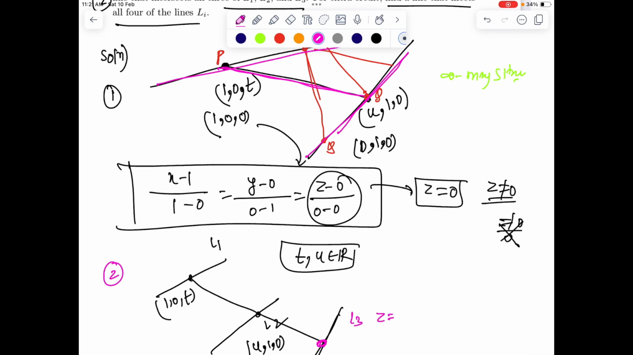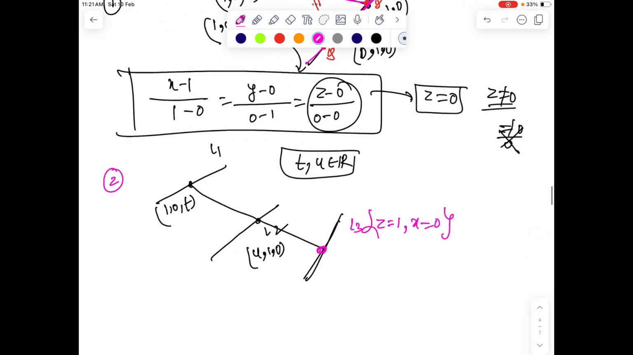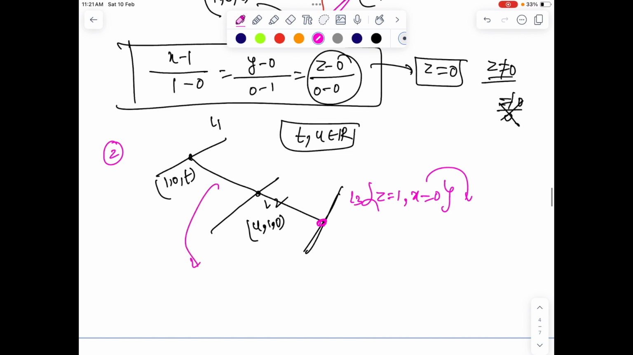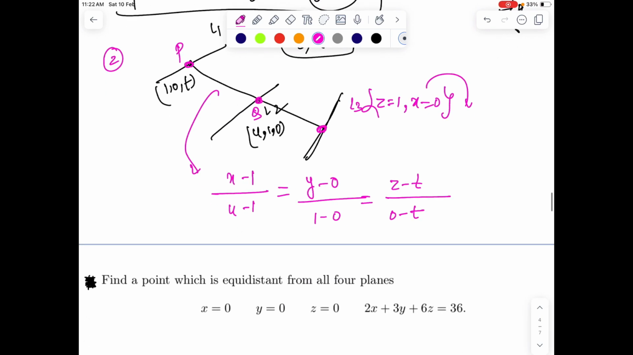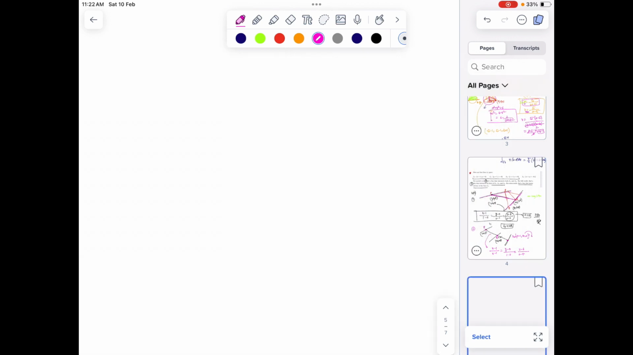Now we want this line to intersect a third line. And what's the beauty of the third line? L3 is z equals 1 and x equals 0. Of course, y can be anything. So as you have seen, the general equation of any line joining 2 points on L1 and L2 can be written as (x minus 1) by (u minus 1) equals (y minus 0) by (1 minus 0) equals (z minus t) over (0 minus t).